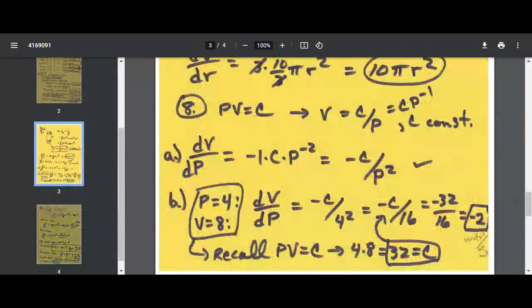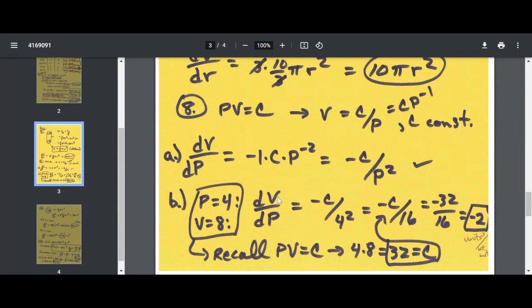And then you would just plug in P equals 4. When the pressure is 4, the volume is 8, so you can figure out what C is based on that. 4 times 8 is 32, then you substitute 32 over 16, which would be negative 2. Yep.